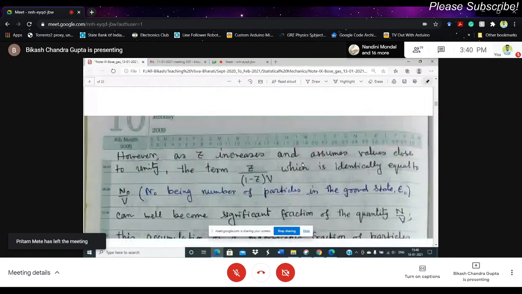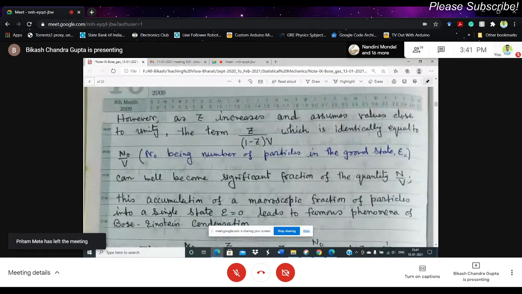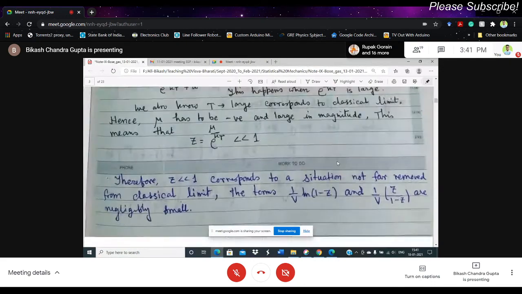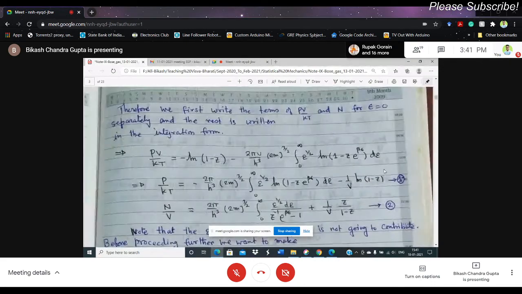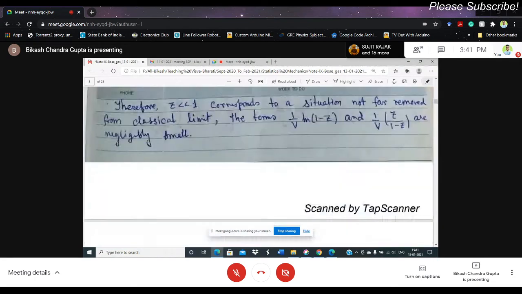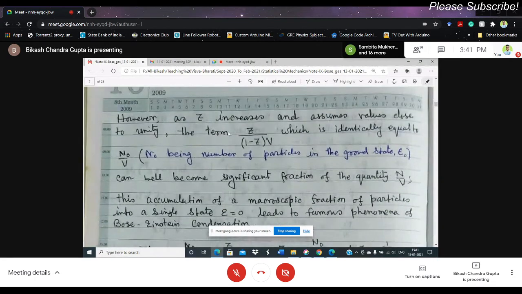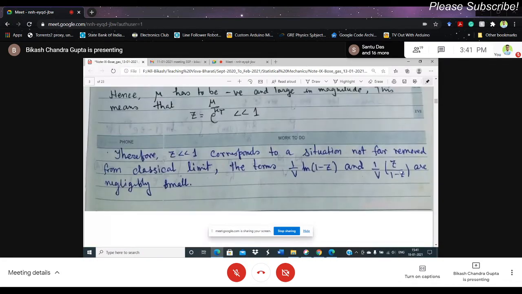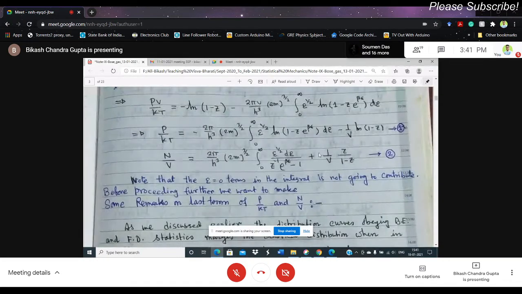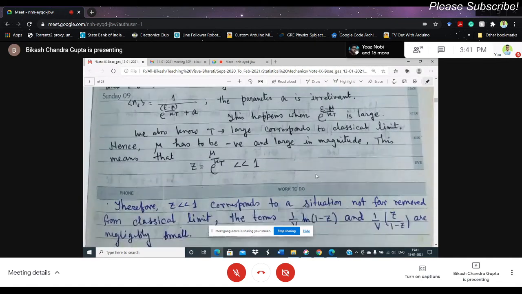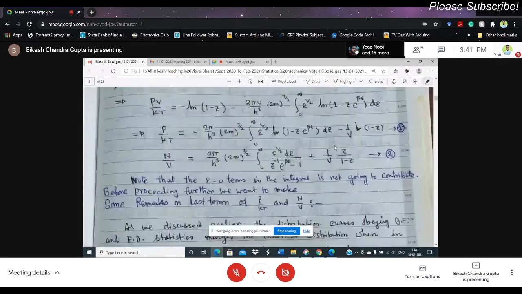So when z is very small, these two epsilon 0 terms, this term and this term, are negligibly small. Just note this: when z is very small, you can avoid these two terms in these expressions and neglect them. However, if z increases and assumes a value close to unity, then the term z by, I think, N0 by V, the number of particles. N equals this plus N0 by V as far as dimension is concerned. N0 corresponds to the number of particles in the ground state.